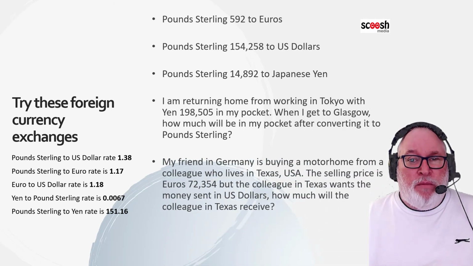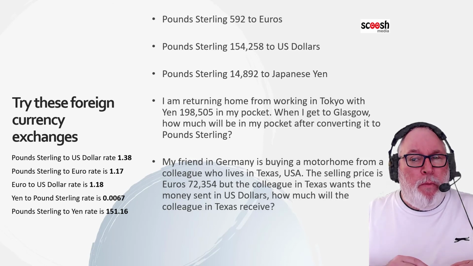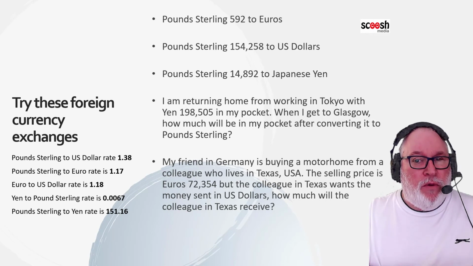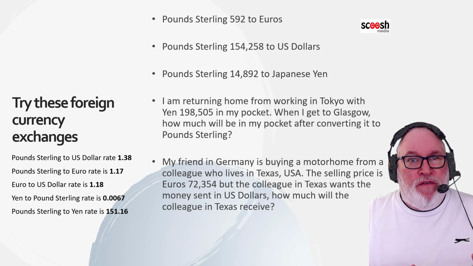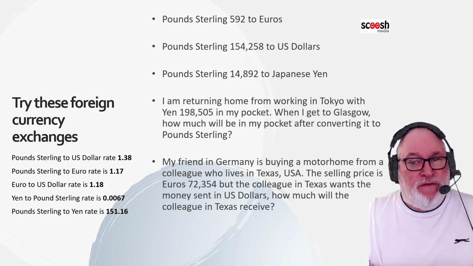And the last one there for you, my friend in Germany is buying a motorhome from a colleague who lives in Texas, USA. The selling price is euros 72,354. Okay, but how much would the guy in Texas get? Or the woman in Texas? Could be anyone, couldn't it? Male, female, or non-binary, whatever. So what we've got here is, how much would the colleague in Texas receive?